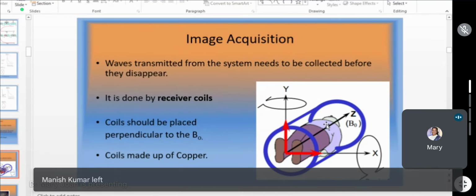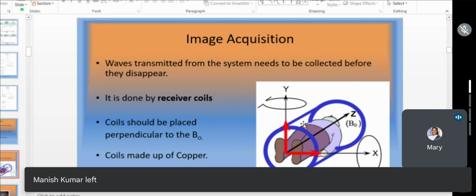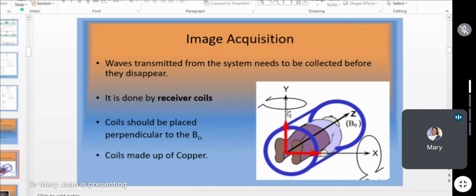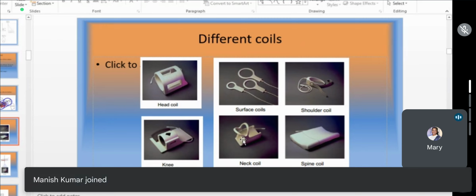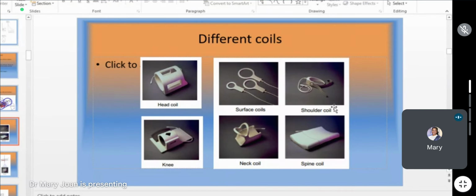And image acquisition: waves transmitted from the system need to be collected before they disappear, and this is done by receiver coils. Coils should be placed perpendicular to the applied magnetic field B0, and coils are made of copper. So this is how the different coils look: head coil, surface coil, shoulder coil, spine coil, neck coil, and knee coil.